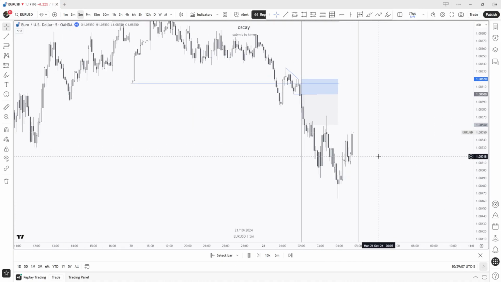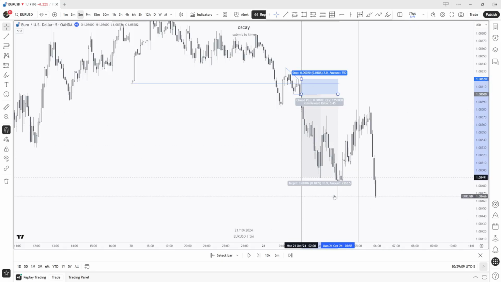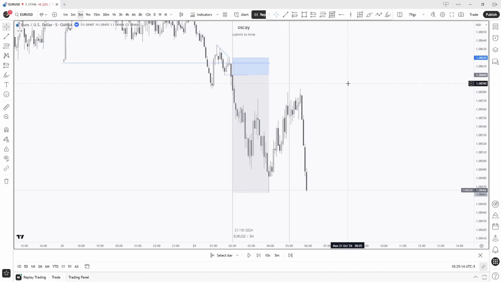Like, you are witnessing an artist at work. So during London session, you could have caught yourself a 6.85 RR trade.